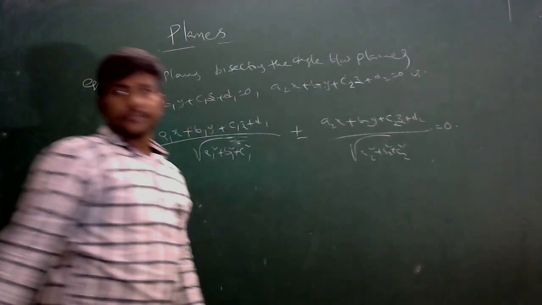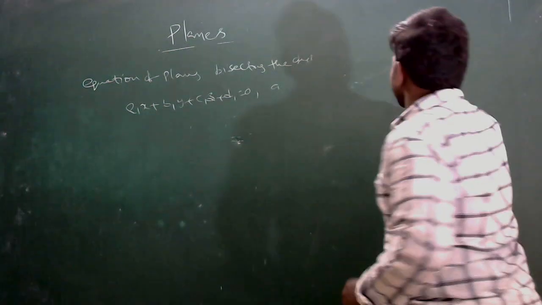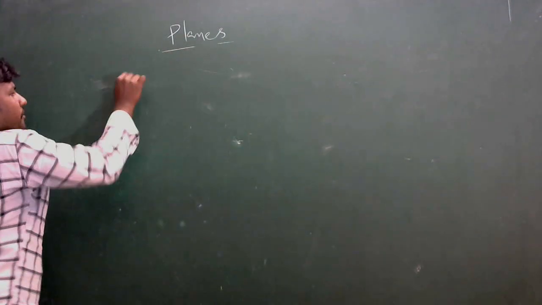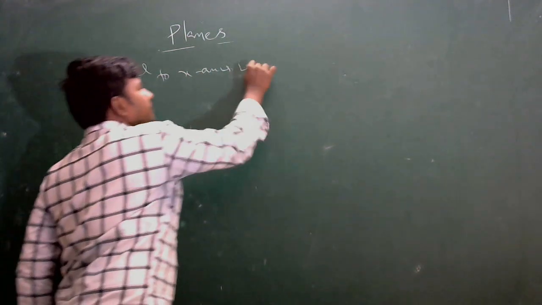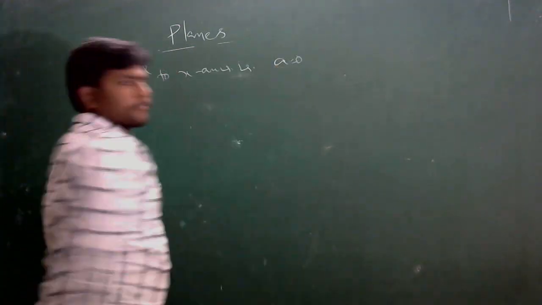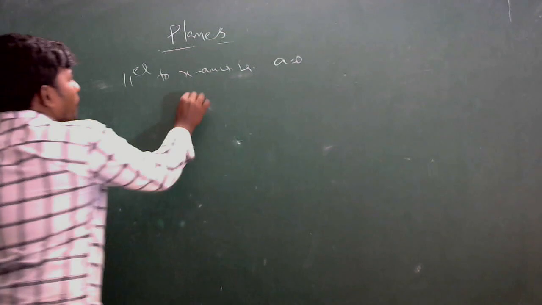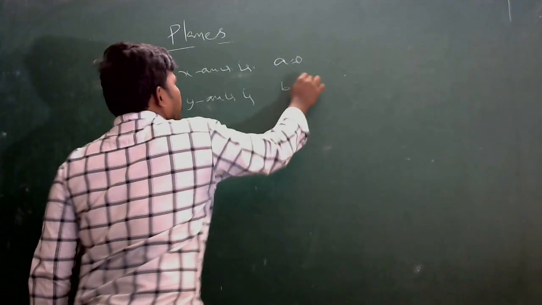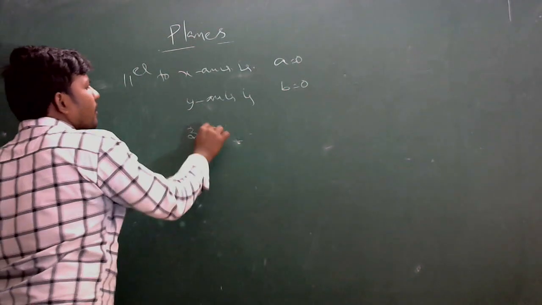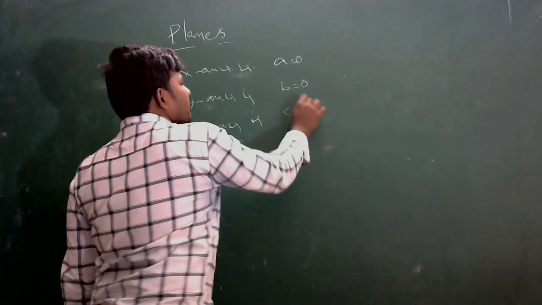is equal to 0. The equation of the plane parallel to the x-axis is a = 0, to the y-axis is b = 0, and to the z-axis is c = 0.